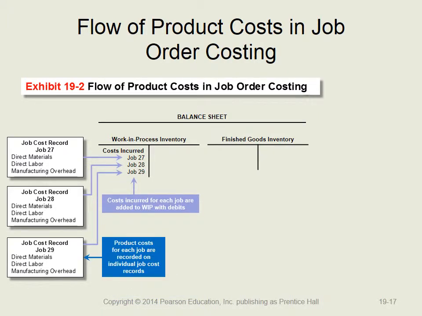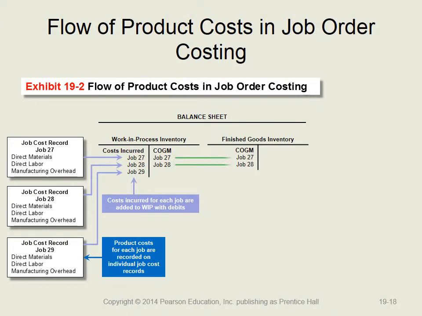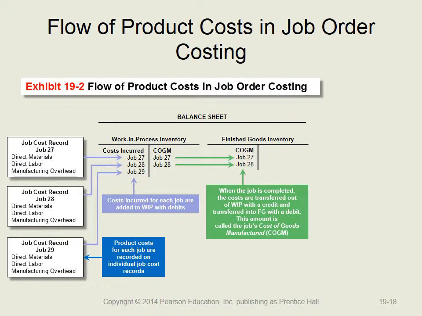Work in process inventory and finished goods inventory are asset accounts on the balance sheet. The total costs of each job are added to work in process inventory by debiting the account. When a job is finished, the company totals the costs and transfers the costs from work in process inventory to finished goods inventory. The costs transferred to finished goods inventory are called costs of goods manufactured. In this example, Smart Touch finished job 27 and job 28.